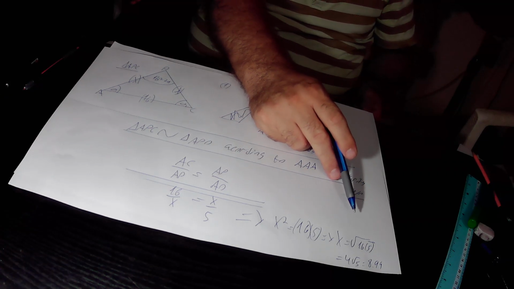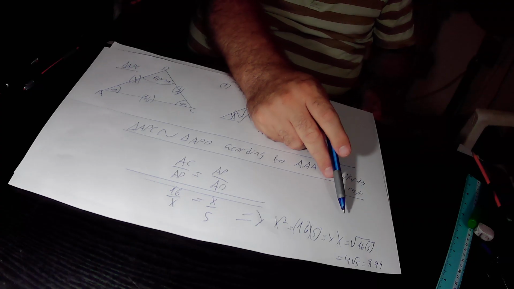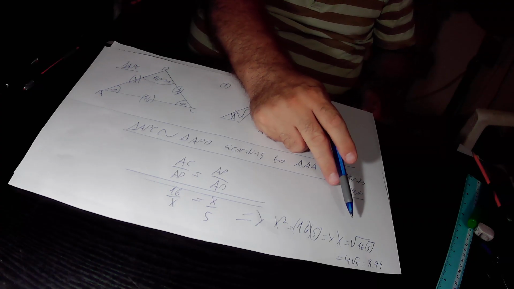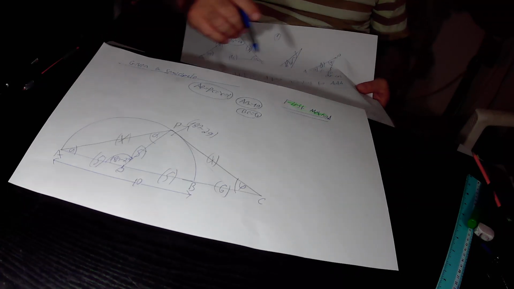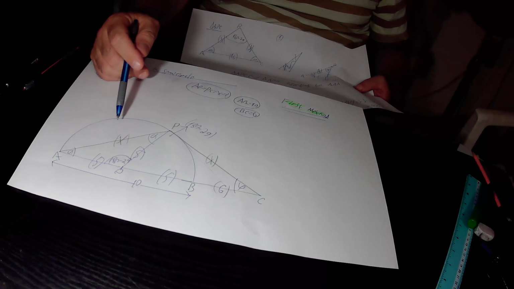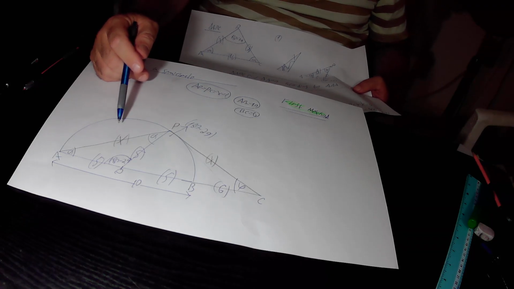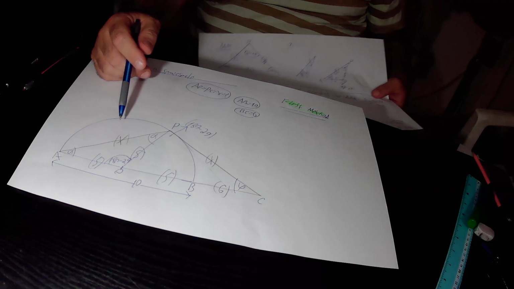The square root of 16 is 4, so inside the root we are left with only 5. So in total, we found that x equals 4 times the square root of 5 units. In terms of numbers, AP equals x equals 8.94 units. So we finish with the first method.